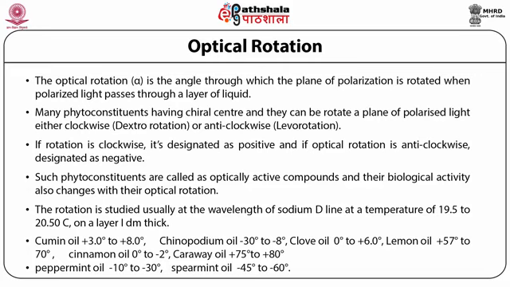Like cumin oil, it is dextrorotatory, plus 3 to plus 8. Chenopodium oil is levorotatory, and the optical rotation varies from minus 30 to minus 8. Clove oil varies from 0 to plus 6 degrees. For lemon oil, it is plus 57 to plus 70. Cinnamon oil varies from 0 to minus 2 degrees. Caraway oil is plus 75 to plus 80, and so on.